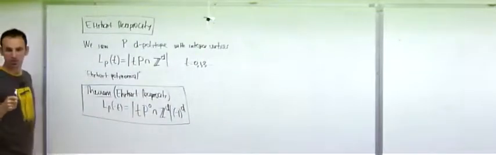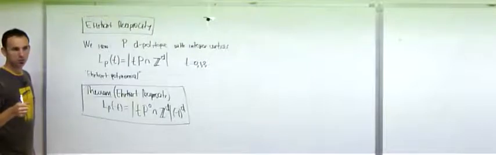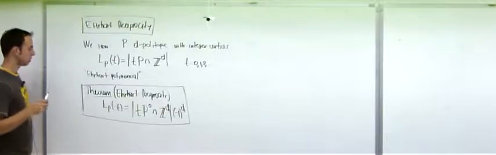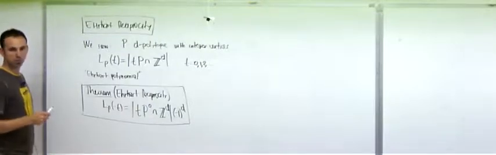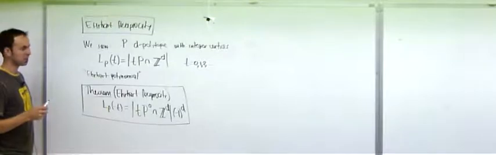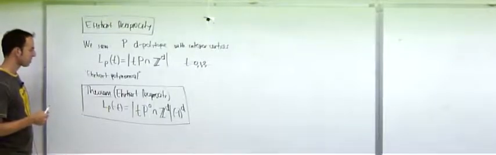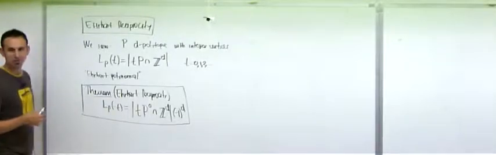Question? Is it related to quadratic reciprocity from number theory? Because it also counts lattice points. Read the first section of the book. Yes, there is a connection.